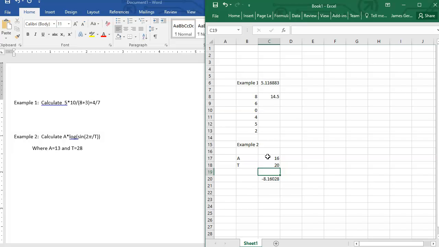And my goal is for you to come out of this class thinking, oh, I need to calculate something. Let me pick up Excel before I pick up a calculator.